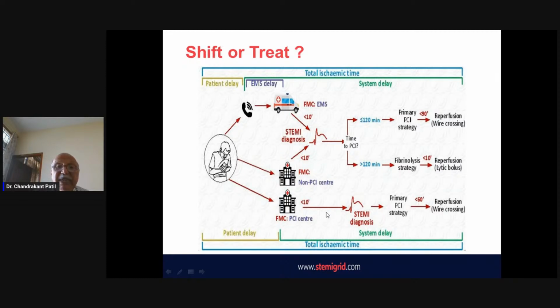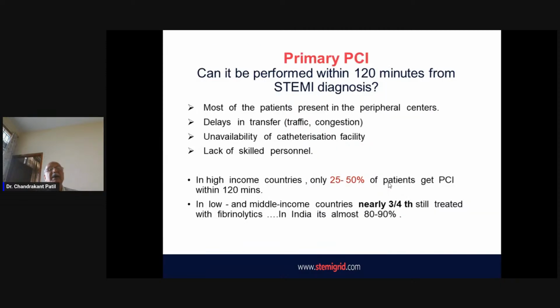In a non-PCI center, within 60 minutes reperfusion has to be done. So time is muscle. Don't delay. Do the intervention if it is feasible. If not, just go ahead and do the thrombolysis. Primary PCI: can it be performed within 120 minutes from the STEMI diagnosis?